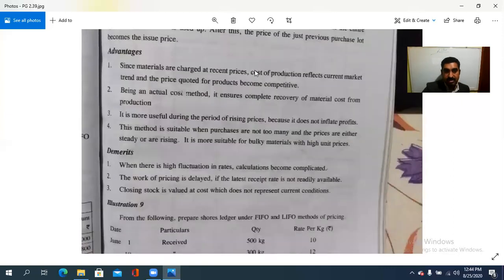Then what are the demerits? When there is high fluctuation in the rates, the calculation becomes complicated, and the work of pricing is delayed if the latest receipt rate is not readily available, and the closing stock is valued at cost which does not represent the current conditions.